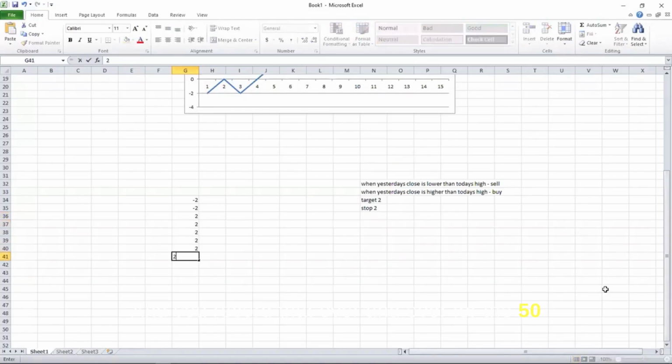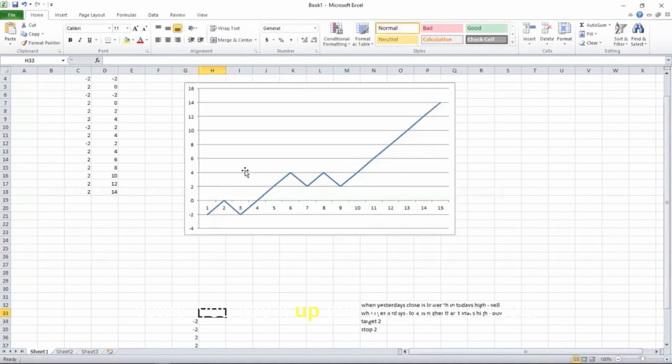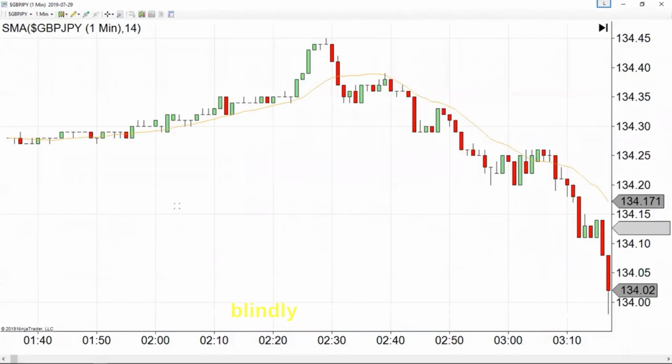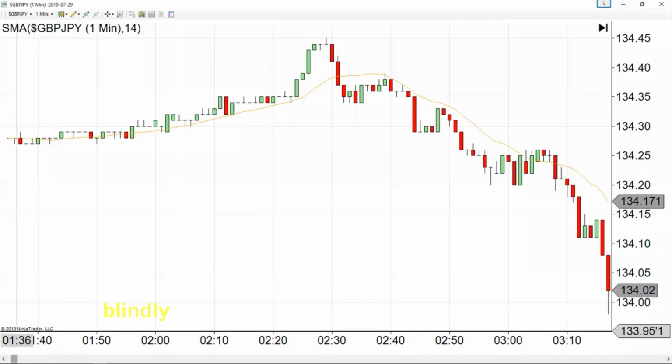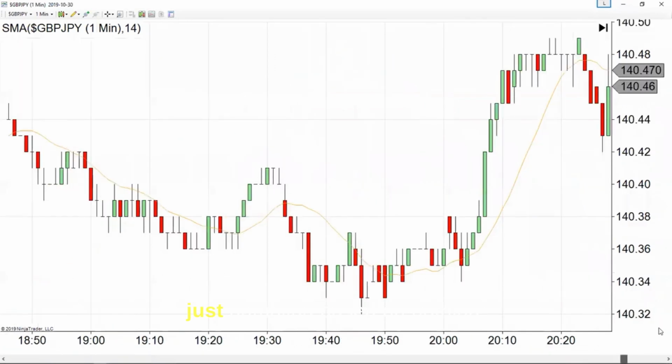And you record that over and over for the 50 years. You add it up and you get this result. And then you test it on live data. And this is why all traders are failing, because they're blindly opening an account and just watching the current market move and gambling based on nothing.